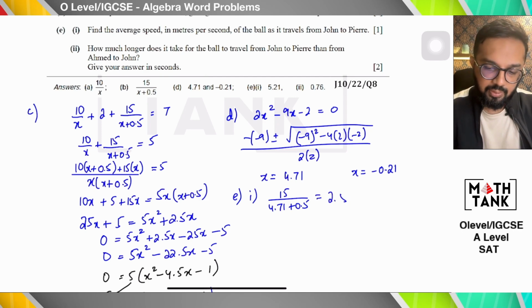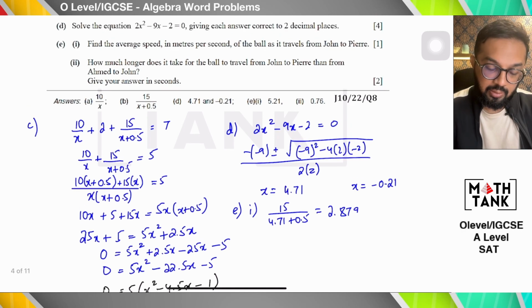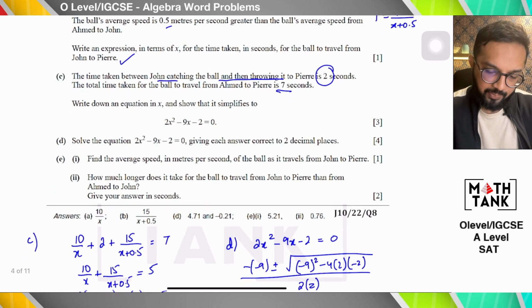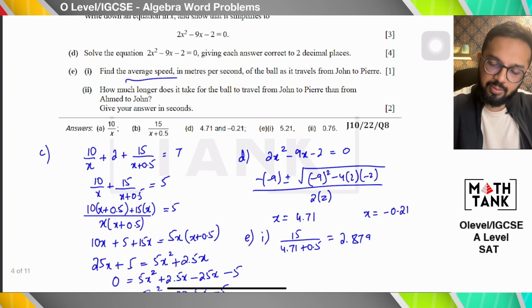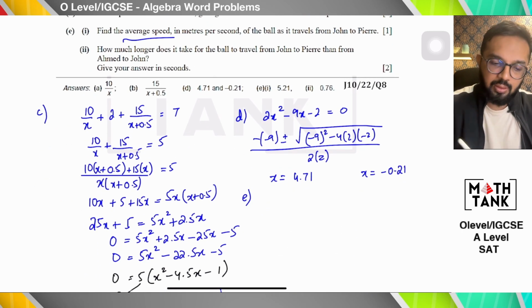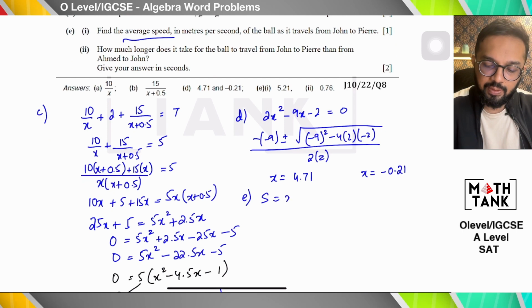2.879. Let me check. So this is average speed. My bad. I didn't need to calculate the time. The average speed is just x plus 0.5. So 4.71 plus 0.5, 5.21. Part 1.